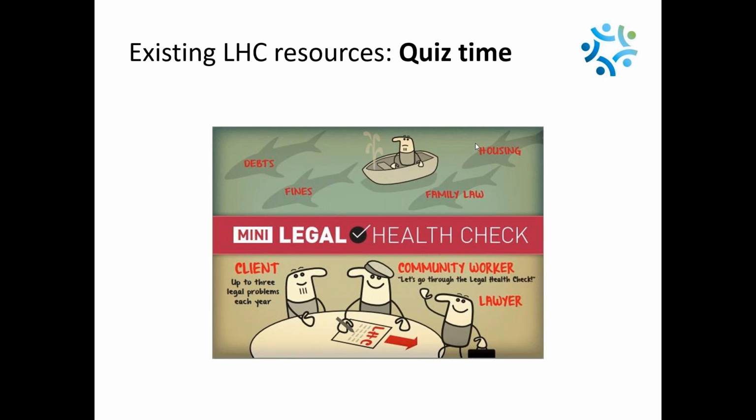Okay, here's the next question. It's got an A, B, or C answer. A, a legal health check is like a needle which immunises vulnerable clients against all their legal problems. B, it's a clear menu which assists clients and community workers to diagnose legal needs. Or C, it's a script for medication which automatically sends vulnerable clients to legal help. Is it a needle? Is it a menu? Is it a script? A, B, C.